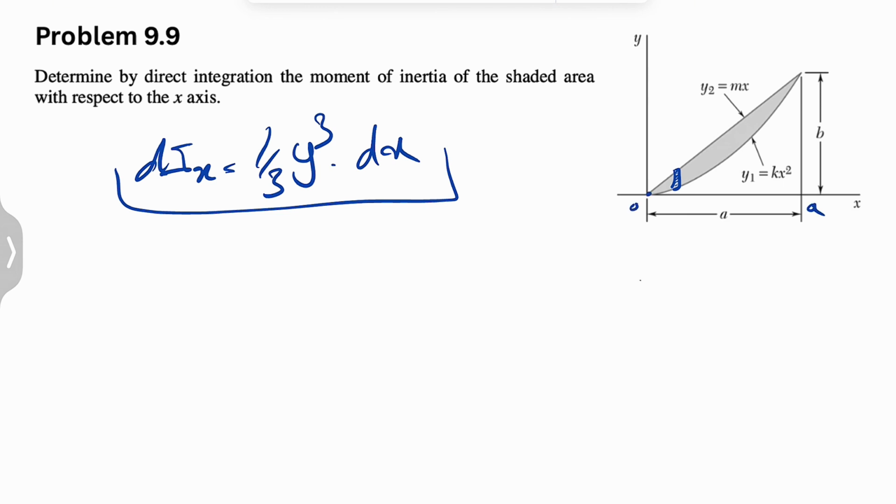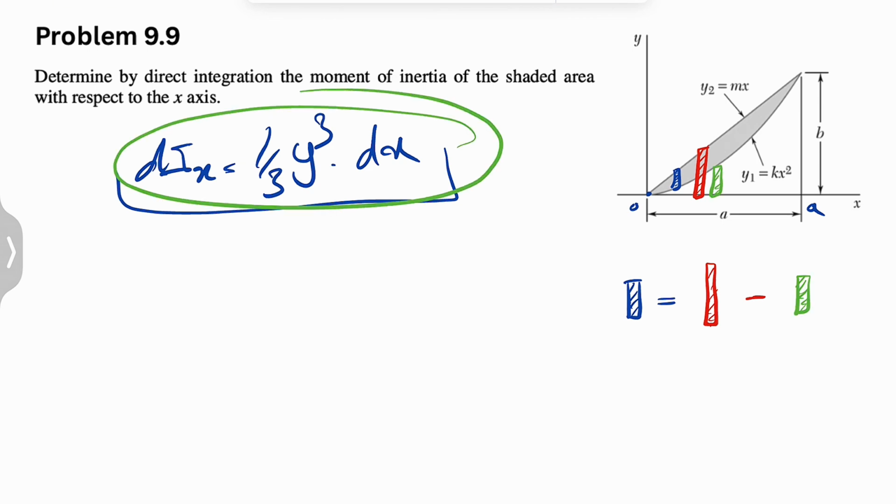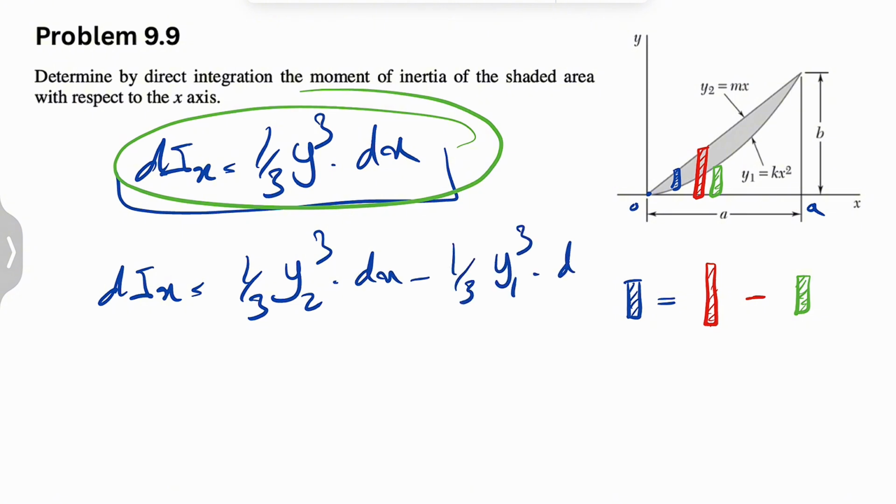0 to a, and this blue strip is equal to the one that we get from the linear curve, the y2, which is this strip, minus the one that is underneath the curve, this one. And this formula is the moment of inertia with respect to the x-axis for a rectangle. Here, because we are interested in the blue strip, this formula is going to change into 1/3 of y2 cubed dx minus 1/3 of y1 cubed dx.